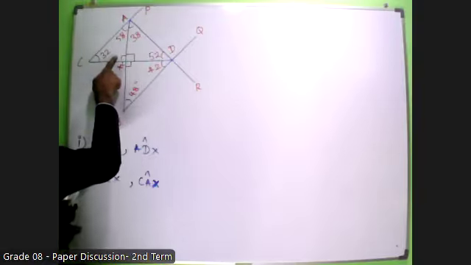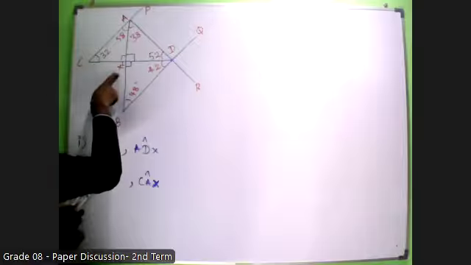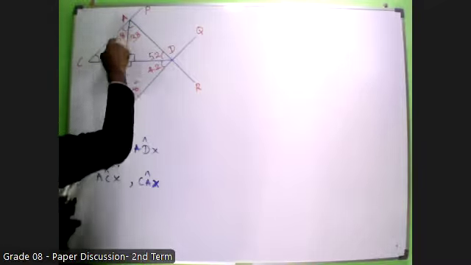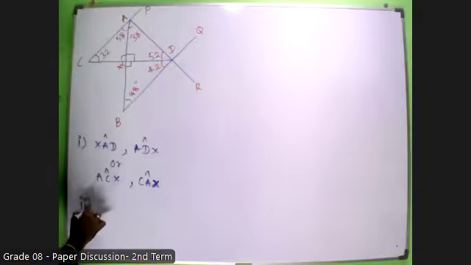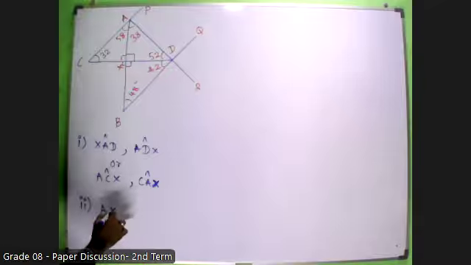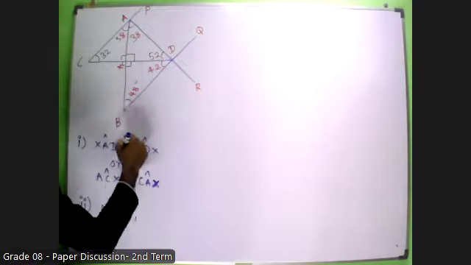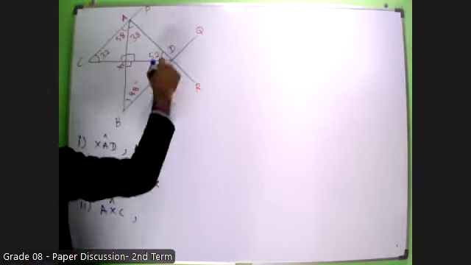This angle is 90 degrees. This angle is 90 degrees. This angle is 90 degrees. This angle is 90 degrees altogether. So what can you write? AXC angle, the second one. AXC angle is supplementary with AXD angle.